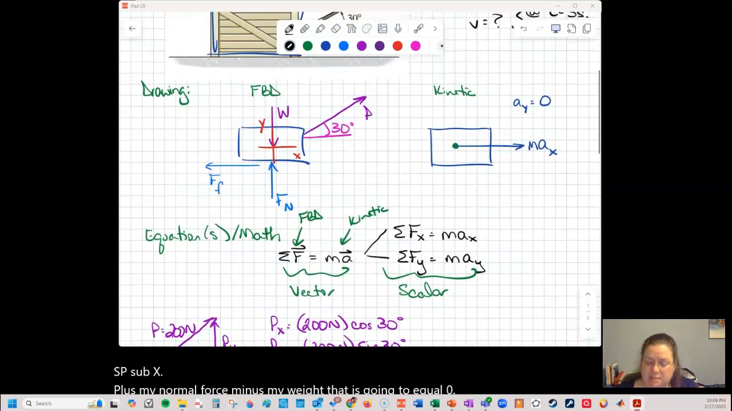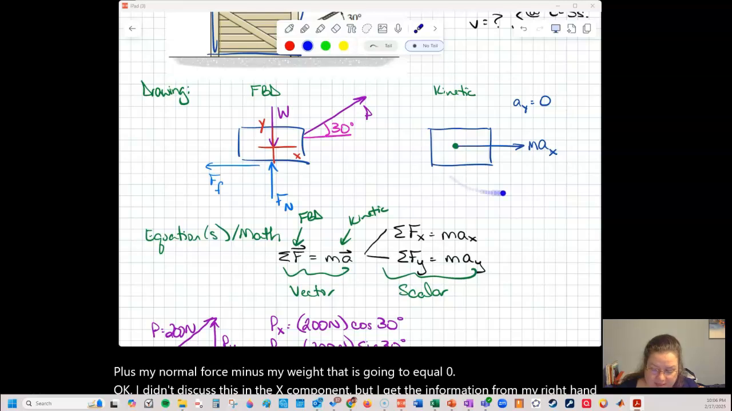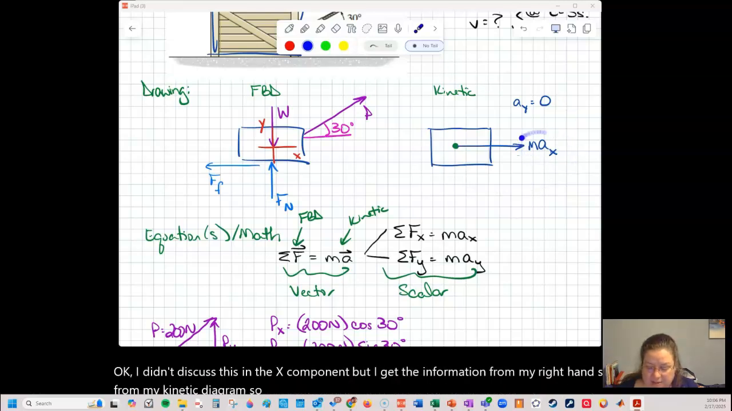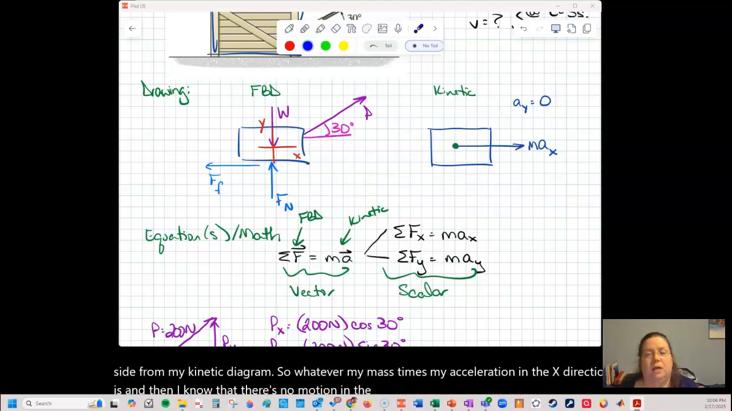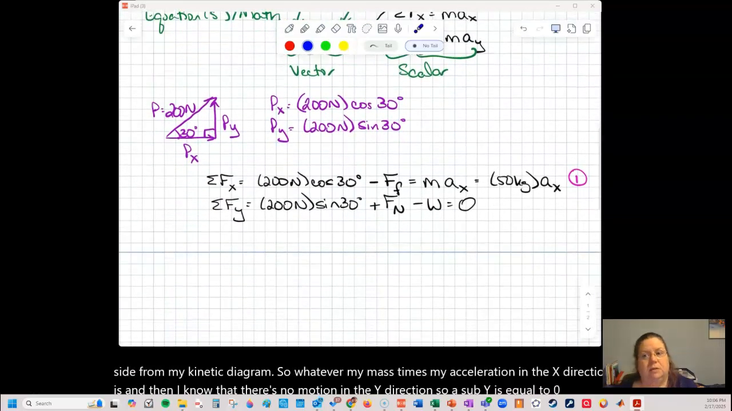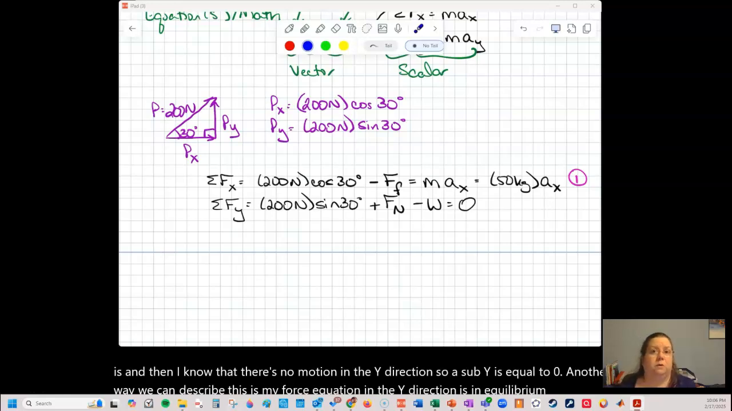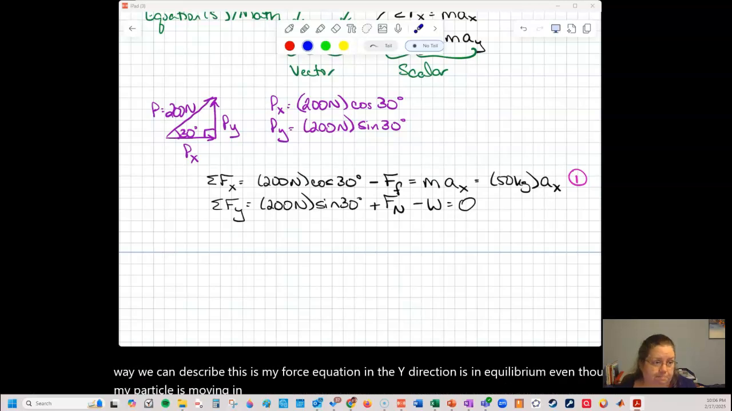Okay, I didn't discuss this in the x component, but I get the information from my right-hand side from my kinetic diagram. So whatever my mass times my acceleration in the x direction is, and then I know that there's no motion in the y direction, so a sub y is equal to 0. Another way we can describe this is my force equation in the y direction is in equilibrium, even though my particle is moving in the x direction.